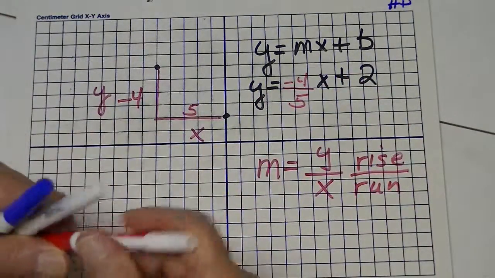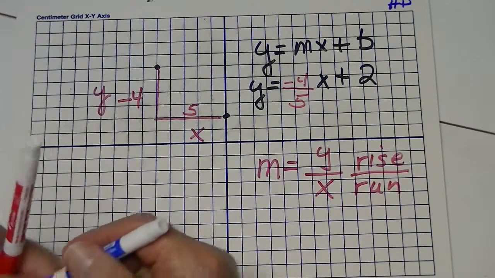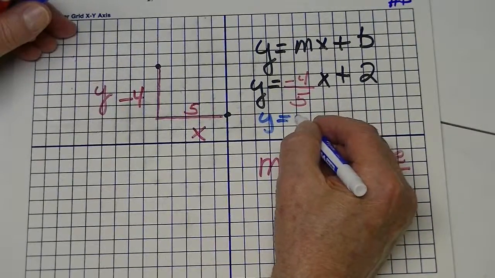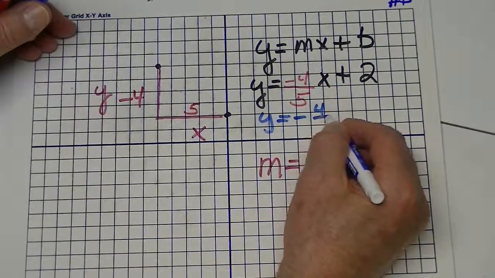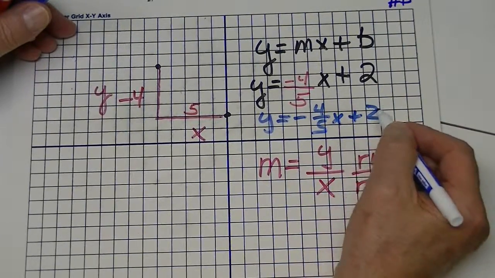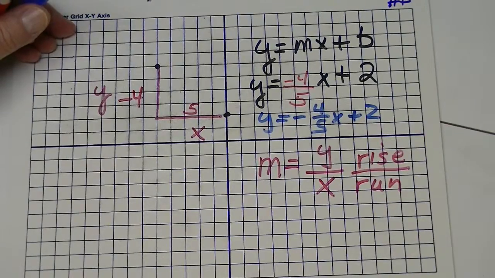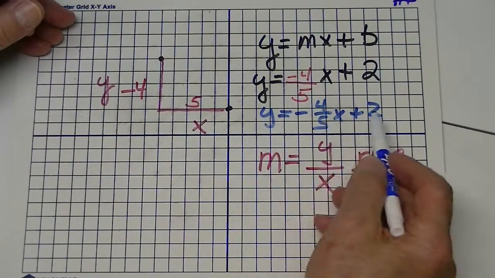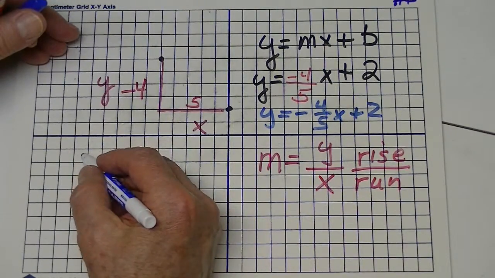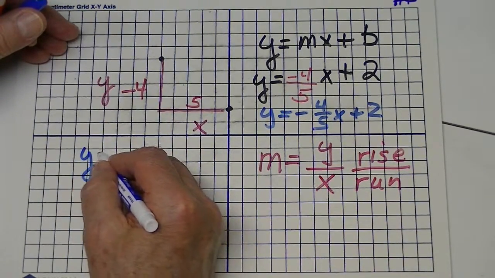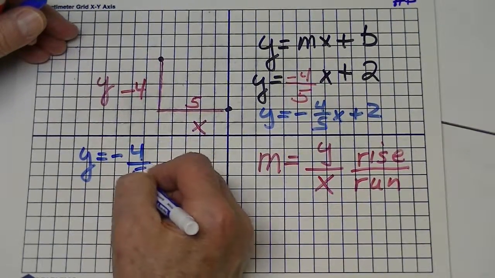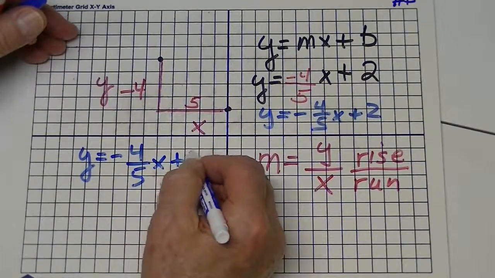So when we write our final equation in this form, y equals a negative 4/5 x plus 2. Now we often want to convert this into standard form. So let's write it over here. Y equals a negative 4/5 x plus 2.